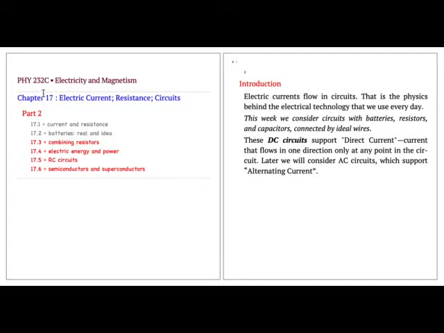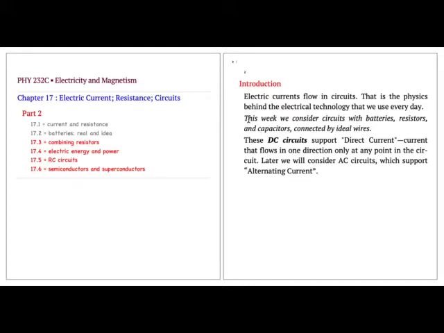All right, now we're studying Chapter 17, Electric Current, and this will be Part 2 of the Introduction to Chapter 17 on circuits. We've already had Part 1 on electric current and resistance, and now the second half of Chapter 17 is on circuits. So here's an introduction. It's sort of a review of Part 1. Electric currents flow in circuits. And that is the physics behind the electric technology that we use every day.